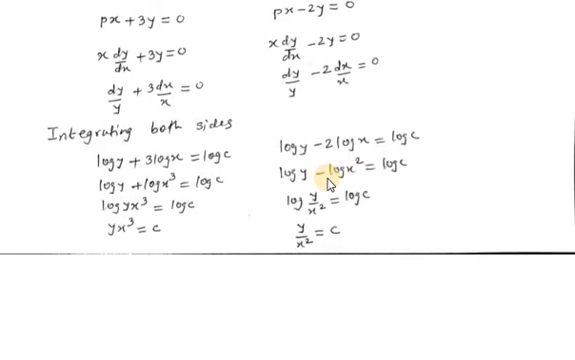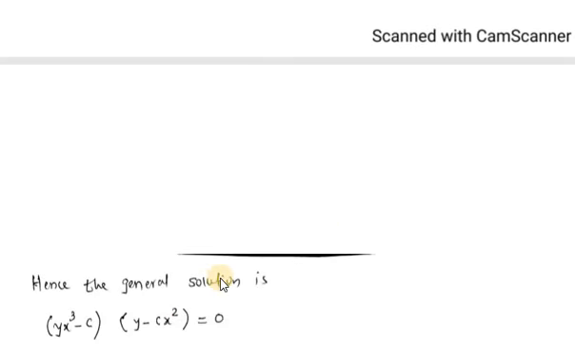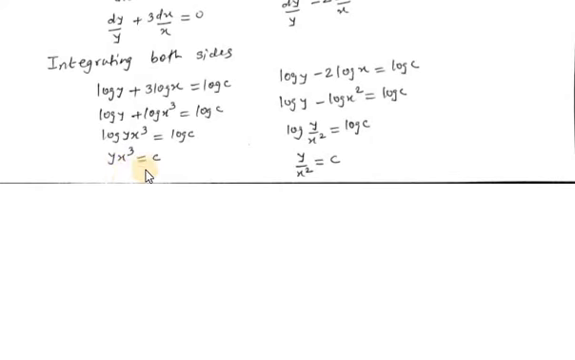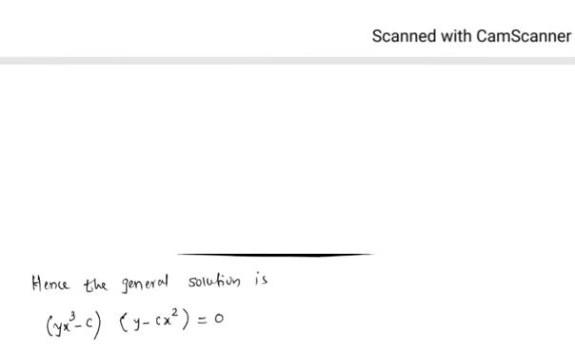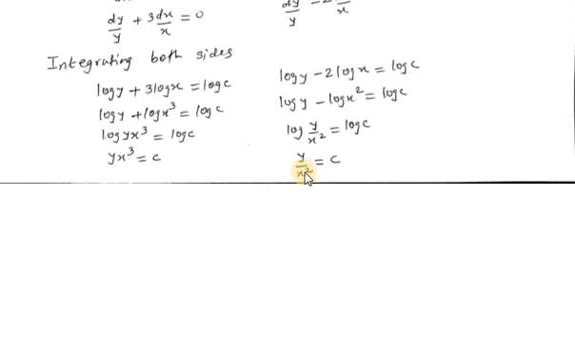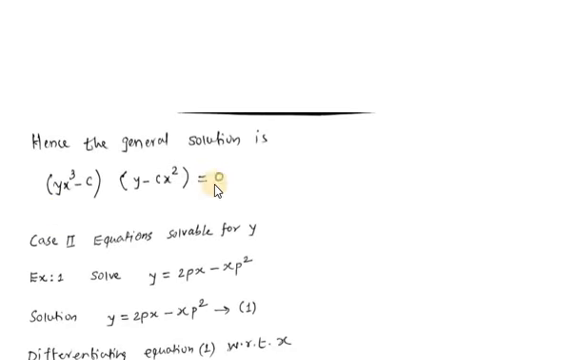Now again applying the property of logarithm, log x minus log y equals to log x by y. So it will become logarithm of y by x square equals to log c. Now log will be eliminated, so it is y over x square equals to c. So the general solution is, from here we will get yx cube minus c, and from here we will get y equals to cx square, so we will be having y minus cx square equals to 0. So this is the required general solution, that is yx cube minus c into y minus cx square equals to 0.